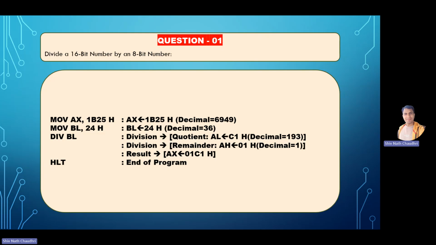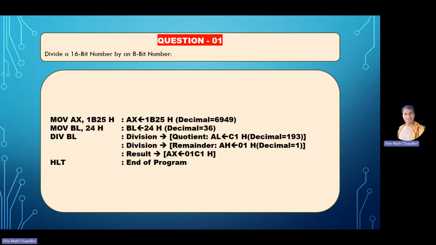First of all, we have to move one given number into the accumulator of 8086. So the first instruction is MOV AX, 1B25 hexadecimal, moving the number into the accumulator. This is a 16-bit number, and we want to divide it by an 8-bit number. We have taken the hexadecimal number 24 as the divisor, so we move 24 hexadecimal into the register BL.